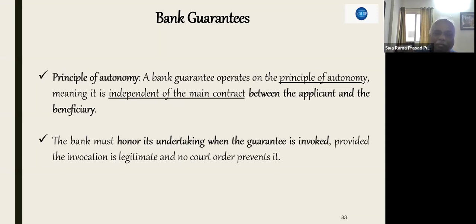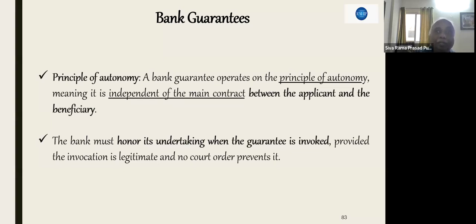Once the beneficiary sends the bank guarantee back saying my client has not honored, not provided, not completed the service, I don't ask why he has not completed it, what you asked, what he has done, or whether that condition is there in the agreement. That's why it is independent, and it is the principle of autonomy. The bank must honor its undertaking when the guarantee is invoked, provided the invocation is legitimate and no court prevents it.